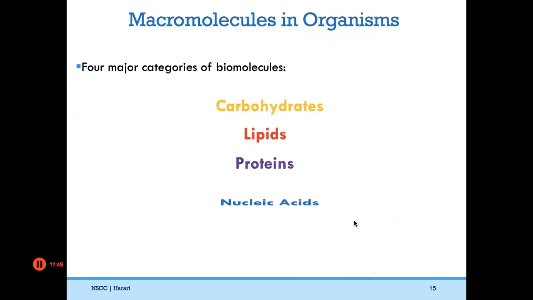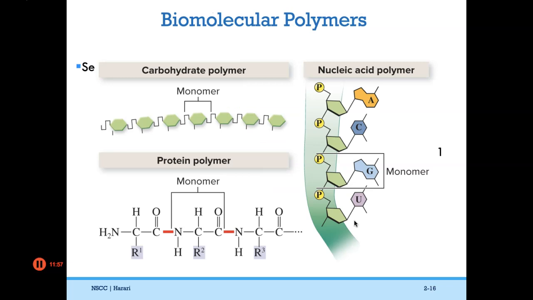So we said the four categories are carbs, lipids, proteins, and nucleic acids. So we'll talk about these polymers first. So again, carbohydrates is a polymer. Proteins are a polymer. And these are individual monomers. Nucleic acids are polymers. And these are individual monomers.